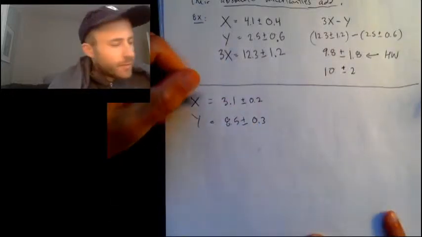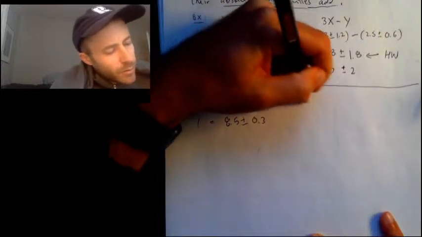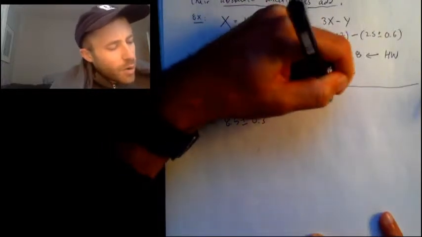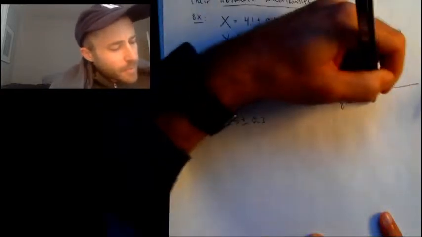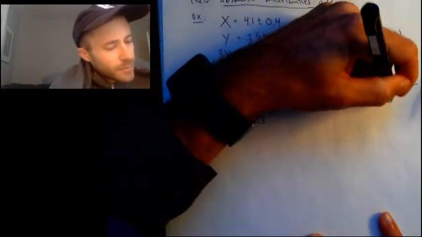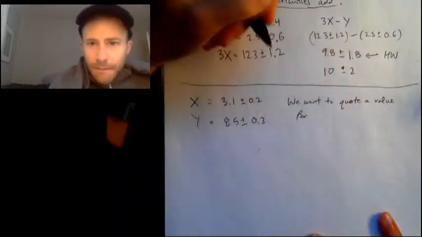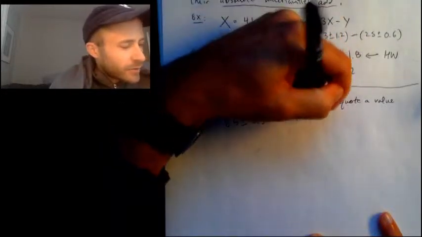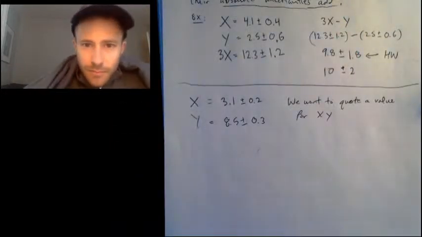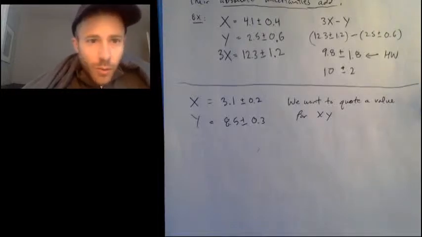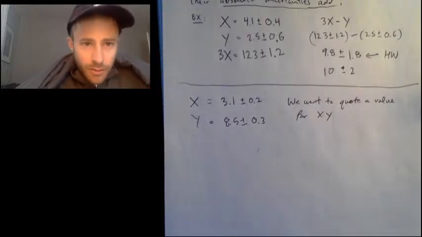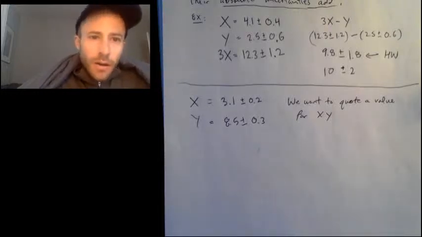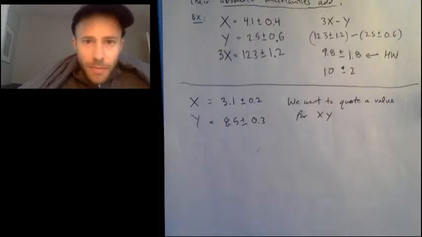And we want to quote a value for x times y. So what do we do if we want to quote a value not for the sum or the difference, but for the product? Okay. And so this case is a little bit trickier.